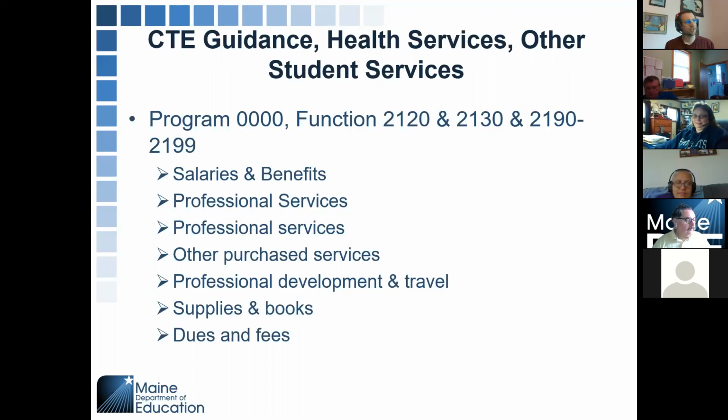So the list here is very similar to the list for instruction. On the actual object codes that you can use, there'll be small differences because certain object codes can't be used with function 2120 that can be used with function 1000. But when we're generally talking about it, professional services within guidance is something that we would pick up. So those object codes that you can use, we're going to pick them up as part of this.